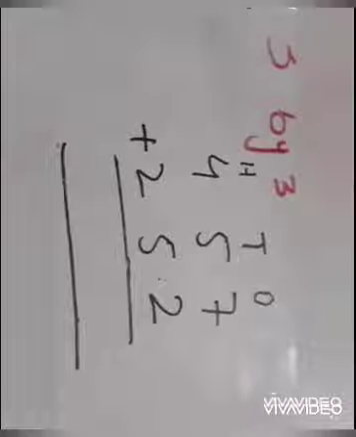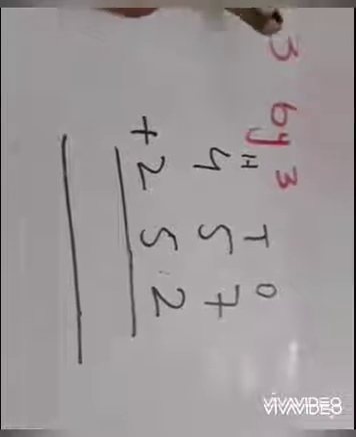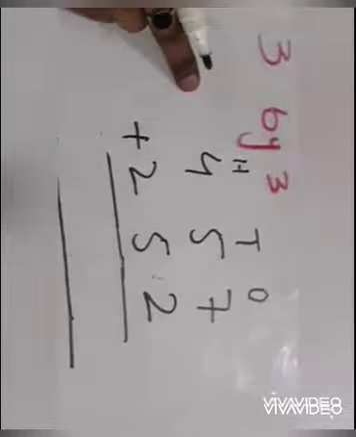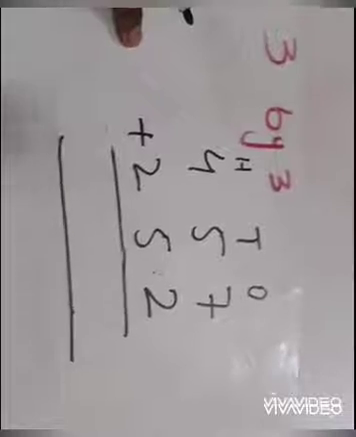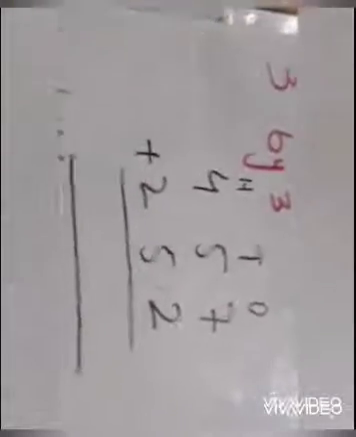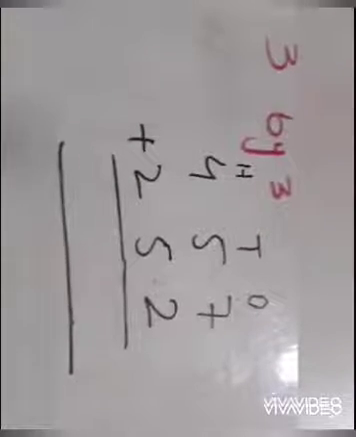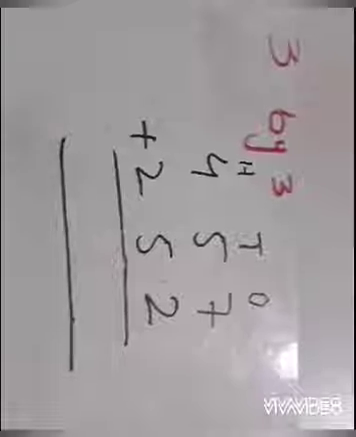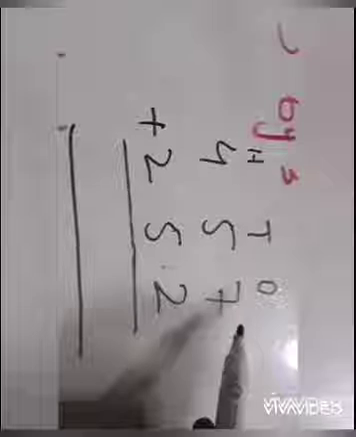Let's move toward another sum, which is 3 by 3. 3 by 3 means, जब आप कोई से भी तीन नंबर को किसी भी तीन नंबर में ऐड करेंगे, तो वो शो करेगा 3 by 3 को. So here I write a number 457252. We read it as 457252. We start our addition from ones.